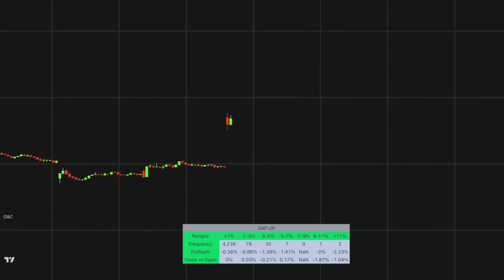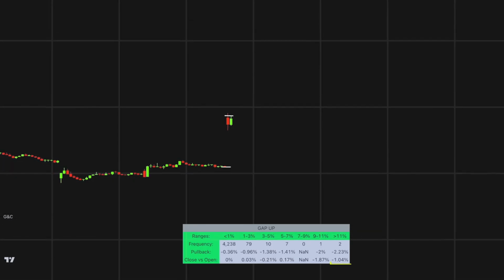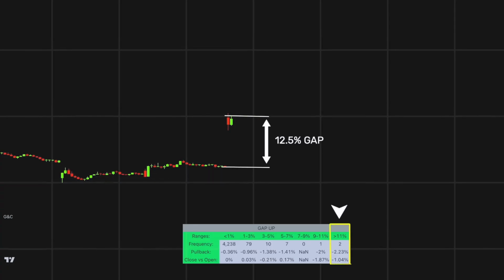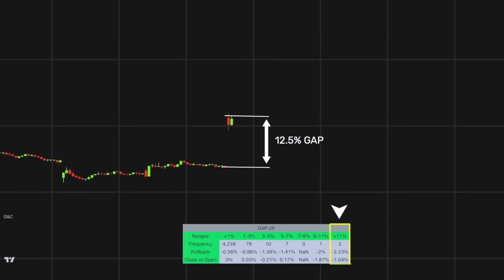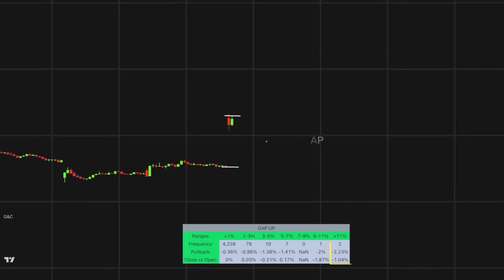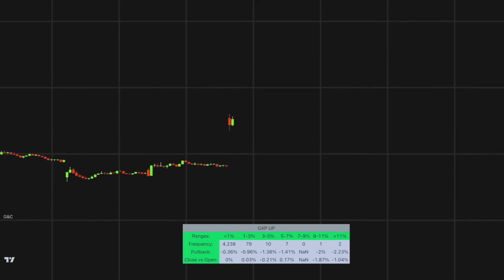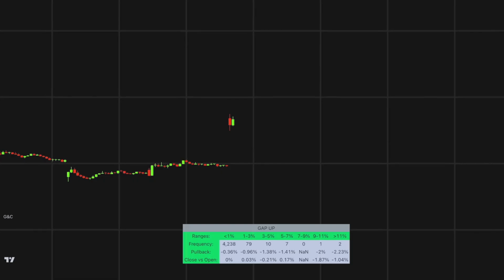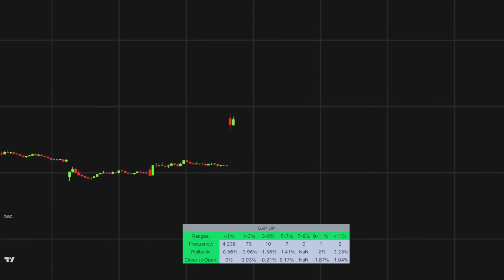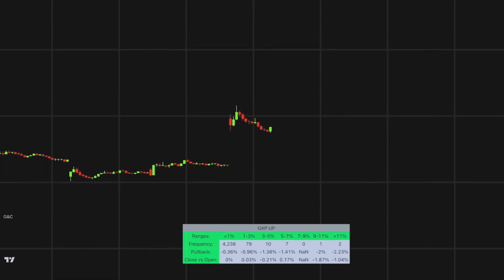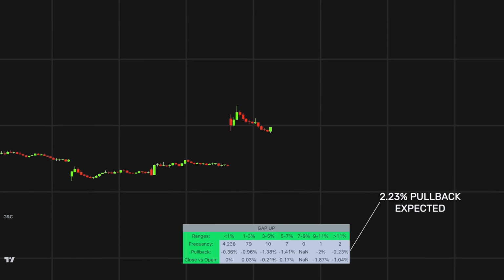According to the following chart, there was a price gap that caused a price increase of over 12%. Such a gap is often followed by an uptrend. However, we cannot buy the stock right after such a gap, as we might not get the best price. So, the next step is to look for a pullback. By looking at the indicator graph, we see that gaps over 11% cause a 2.23% pullback.